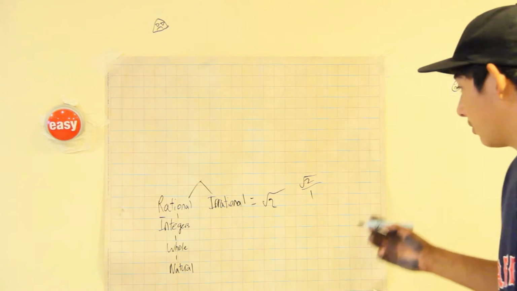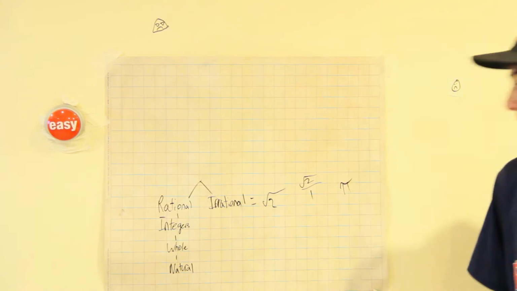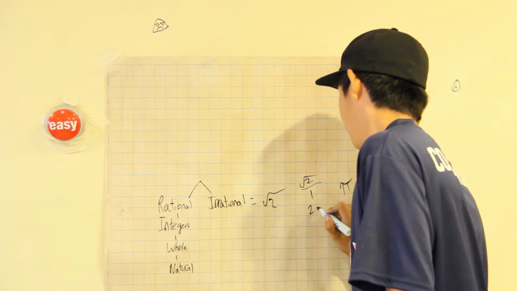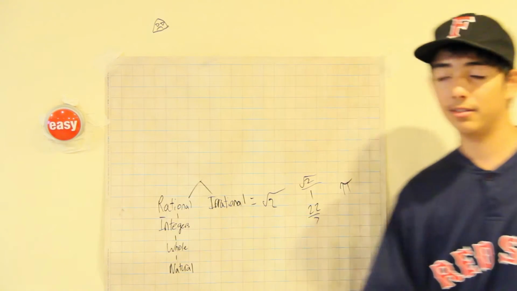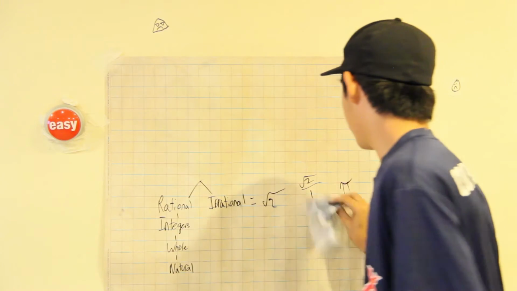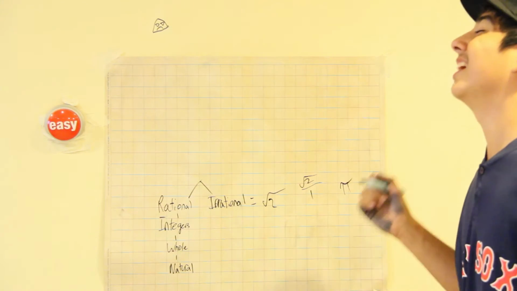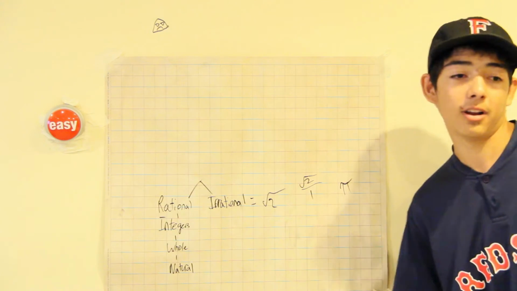Another common example of an irrational number is pi. Although many of you may be thinking, oh, you can express that as 22 over 7. However, that is just an approximation and that is not actually the value of pi. So, since pi cannot be expressed as a ratio of integers, it is not a rational number.